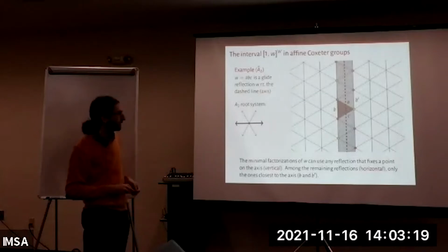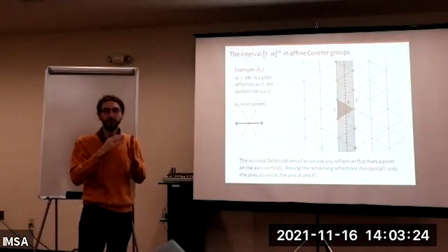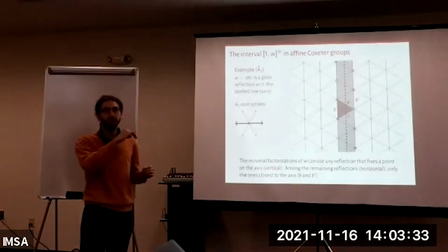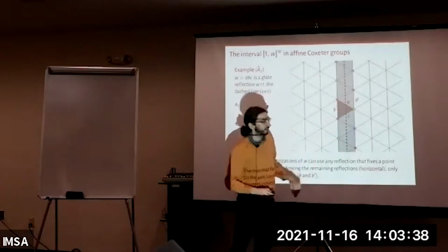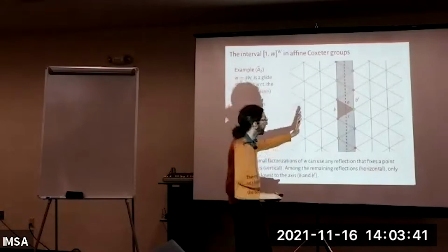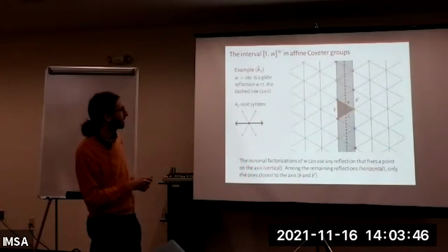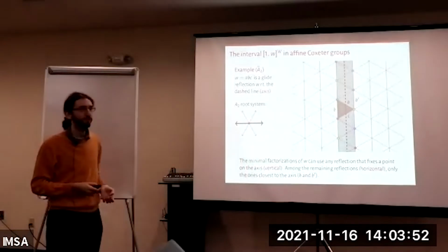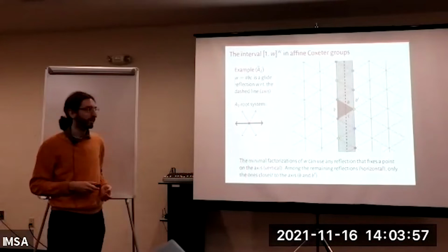And it turns out that to build minimal length factorizations of this Coxeter element, you can start with any reflection that crosses the axis. So there are infinitely many of them, all this. Or you can start with B or B prime, okay? But you cannot use the other reflections that do not cross the axis. Okay, this is kind of an elementary observation which holds actually in all affine cases.